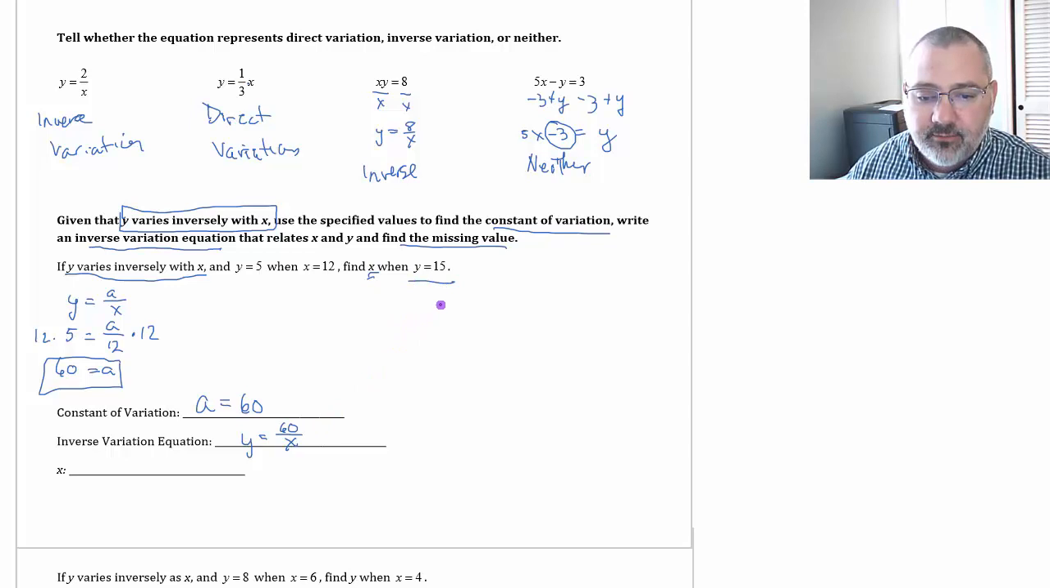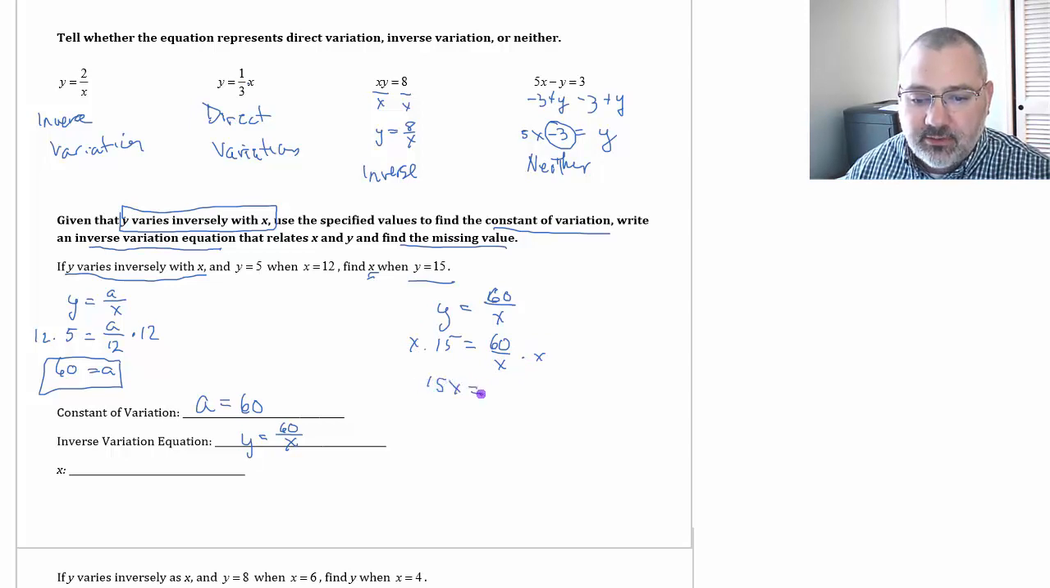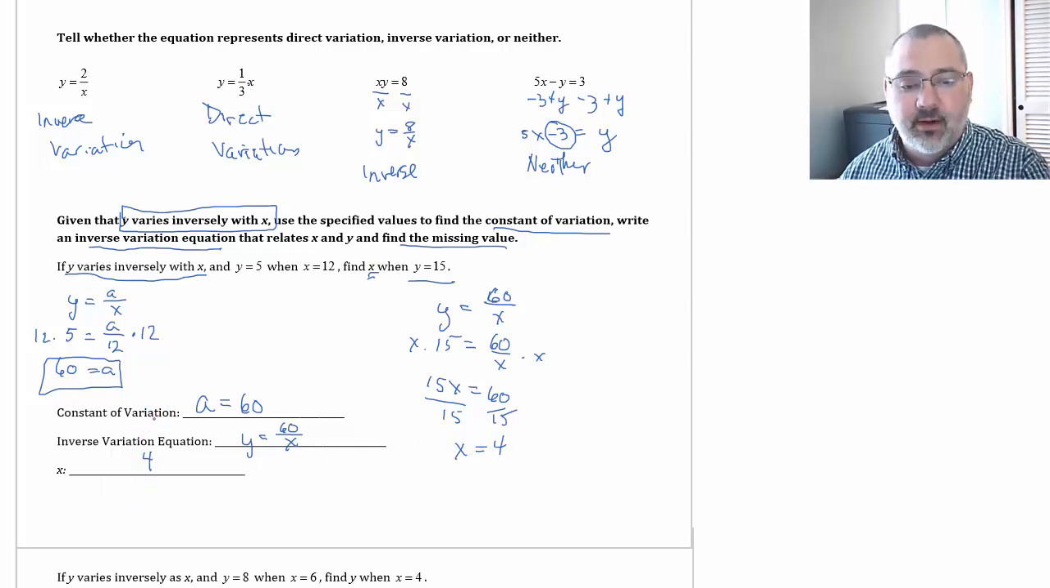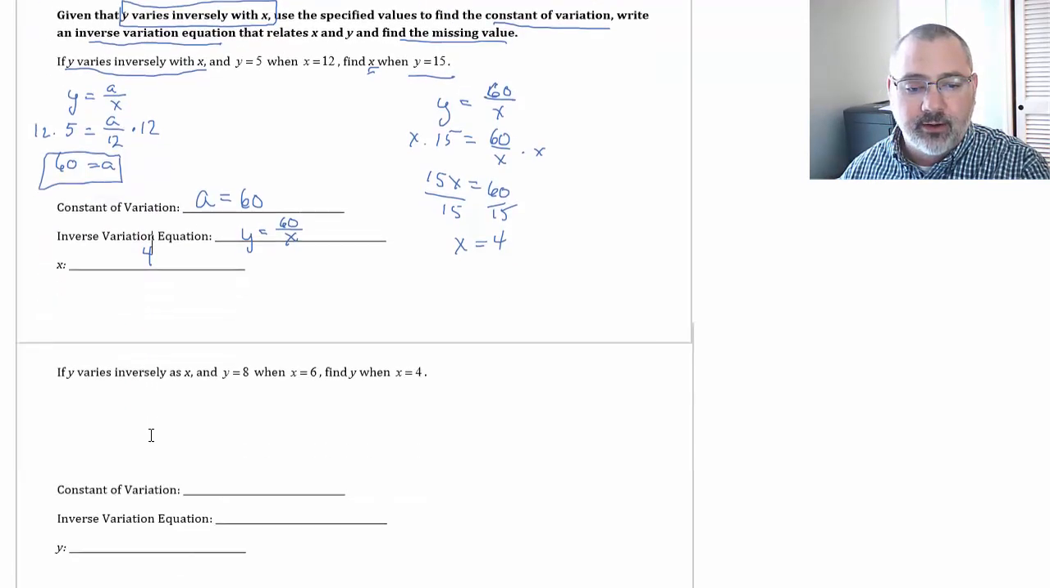So we take our equation, but now when we have y equals 60 over x, we're going to take 15 and plug it in for y and solve for x. So first multiply by x on both sides to get it out of the denominator. 15x equals 60. Divide by 15, and x in fact equals 4. And those are 3 problems that we're going to want to solve for in these type of problems. Let's take a look at another one here.